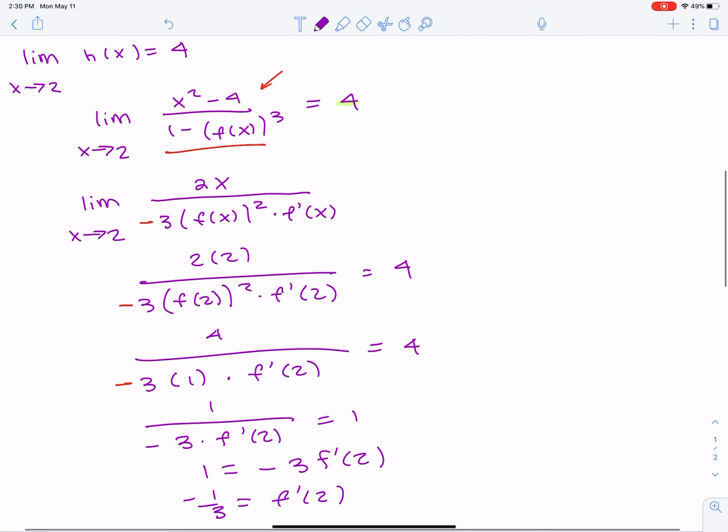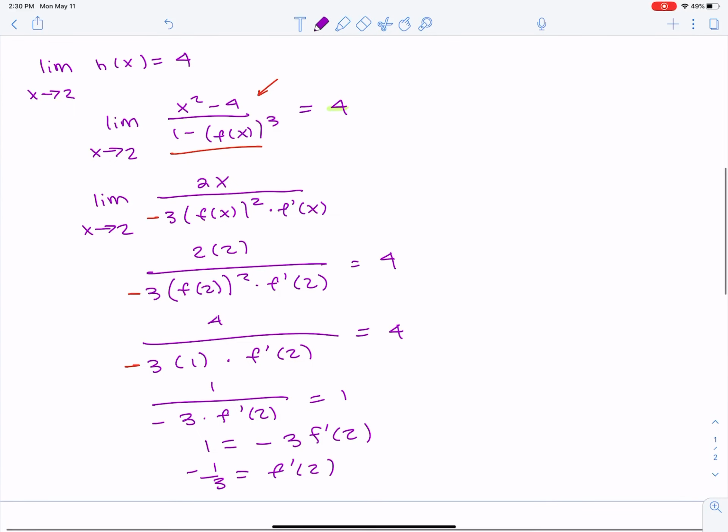So let's just review that really quickly. For that second part, I'm going to review the first part really quickly too, but let's go backwards here. So in the first one, in this one that we're looking at right here, we knew that if we took the limit as x approaches 2 of h of x, we get 4. And why? Because we were told that h of 2 is 4. So we knew that.